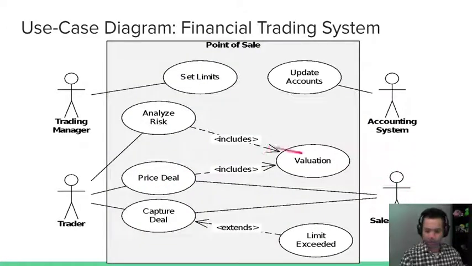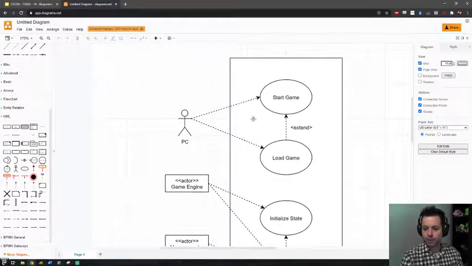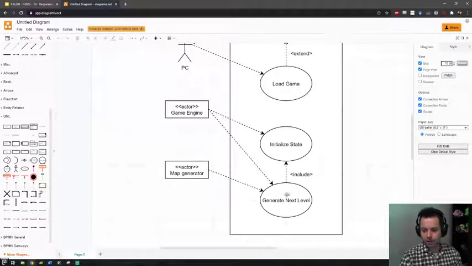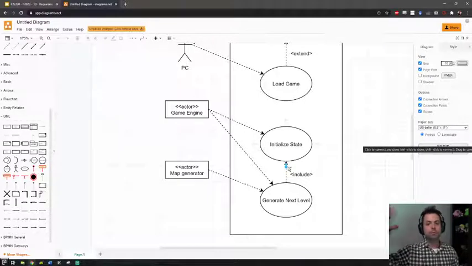So if I pop back over here to my example model from my game, I have a way to initialize my game. I also have a way to generate the next level of my game. Well, every time I generate a level, I have to initialize the state of that thing. And I'm just going to include that functionality, right? So think of it like your standard include in your programming languages, where you're reaching out, pulling down functions or variables or something like that. You're just bringing that in to use it. Exact same notion here for use case diagrams.